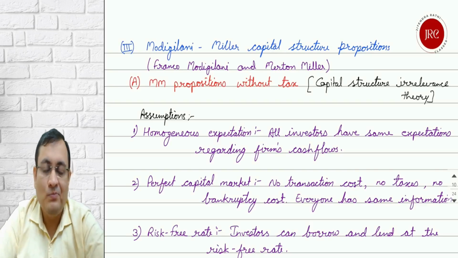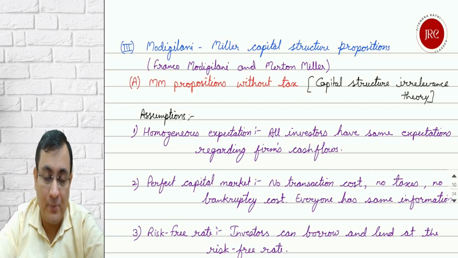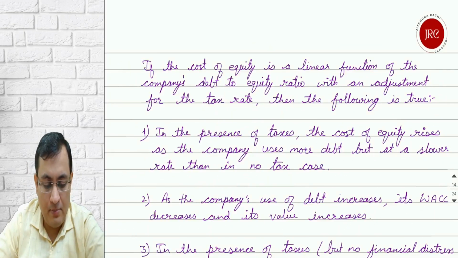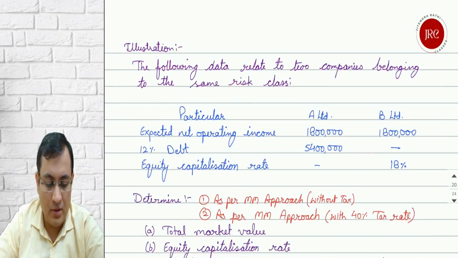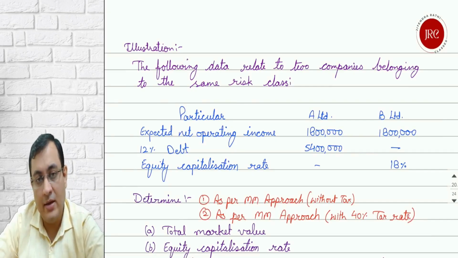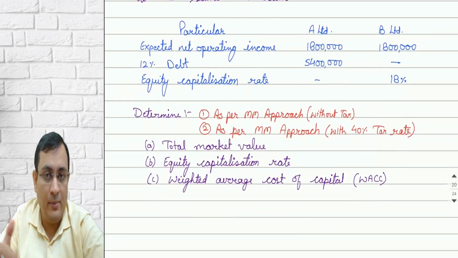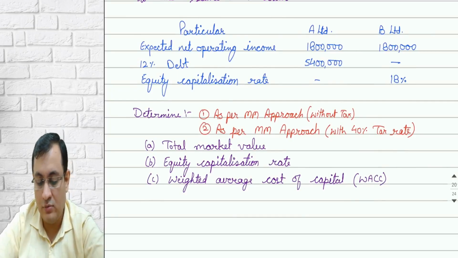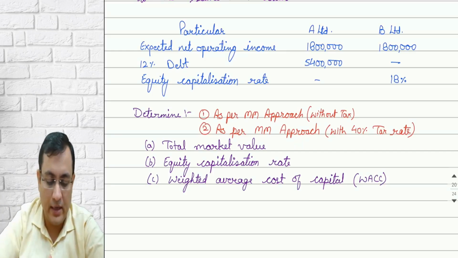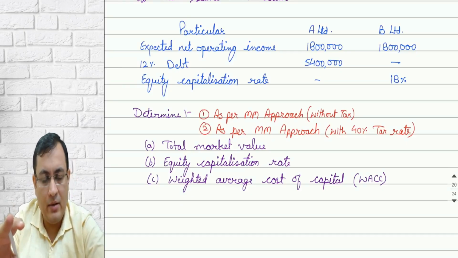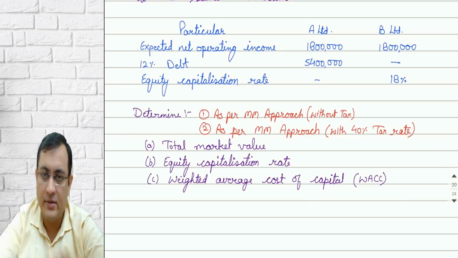I am going to take the complete theoretical approach first, and then we are also going to solve a numerical question of the approach without tax and the approach with tax. We are going to calculate all the values which the examiner can ask in our exam. So in the question paper, you may get any of these questions: what is the total market value, or what is the equity capitalization rate with tax or without tax? That I'm going to solve. It is very easy, 6-7 steps, and all questions can be done on those 6-7 steps.